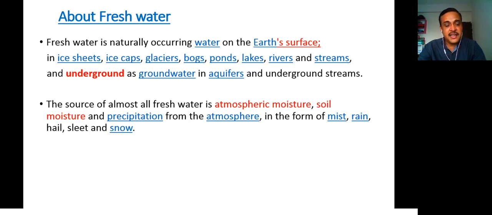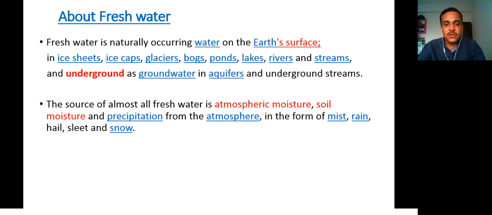There is another form of fresh water, known as underground water or groundwater, in various aquifers, that is the underground streams, which is available to us for different purposes in the form of tube well, dug well, or bore well. So this is about the various forms of surface and underground water.